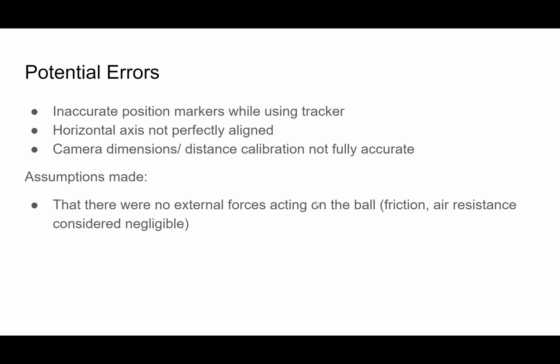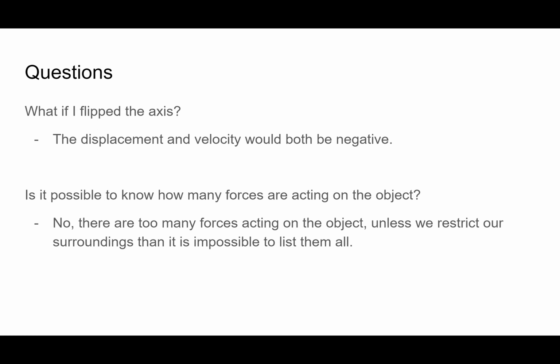So potential errors, we could say that there are inaccurate position markers by using Tracker. The horizontal axis could be not perfectly aligned, or the camera dimensions and distance calibration could be not fully accurate, and this is all just due to human error. Also, we made assumptions that there are no external forces acting on the ball like friction and air resistance, and we just considered that negligible for the sake of the experiment, when we know that this actually exists in real life.